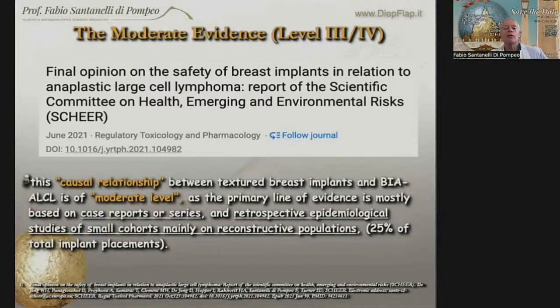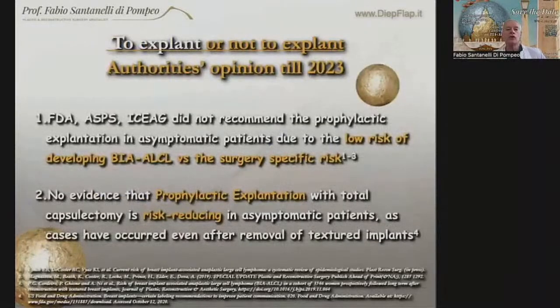We have to be honest and reasonable with that. The reason why there is this causal relationship is mainly linked, at least in 2021, to the presence in literature of case reports, case series, and retrospective studies, epidemiological studies, or small cohorts, but mainly reconstructive patients. So this was a limited level of evidence. That's why it was a moderate level of evidence, but still enough to be confirmed.